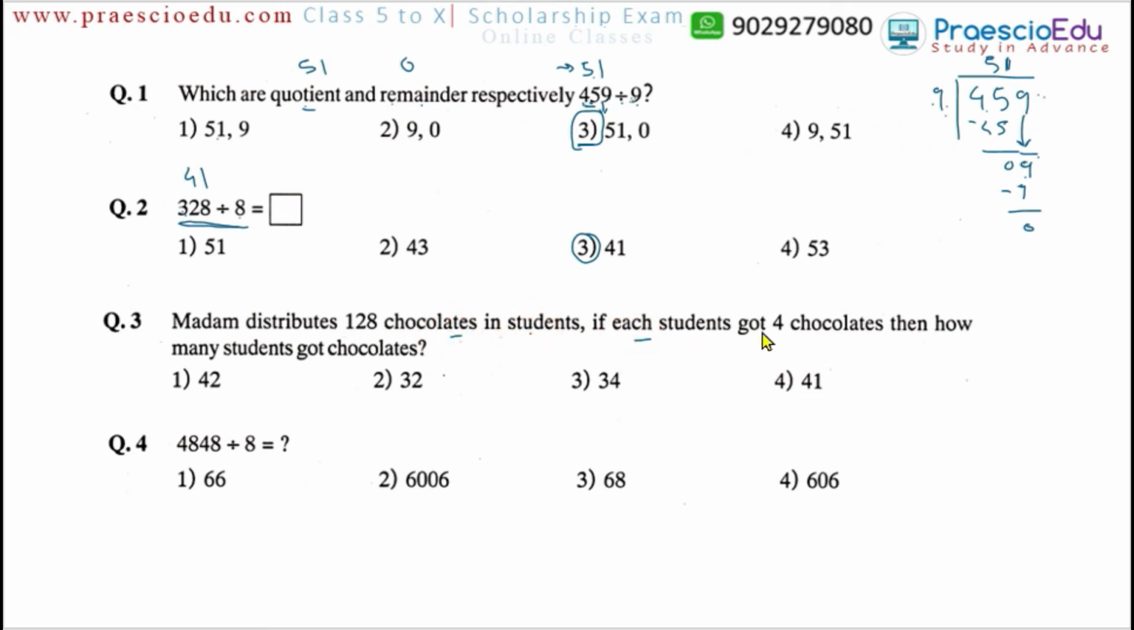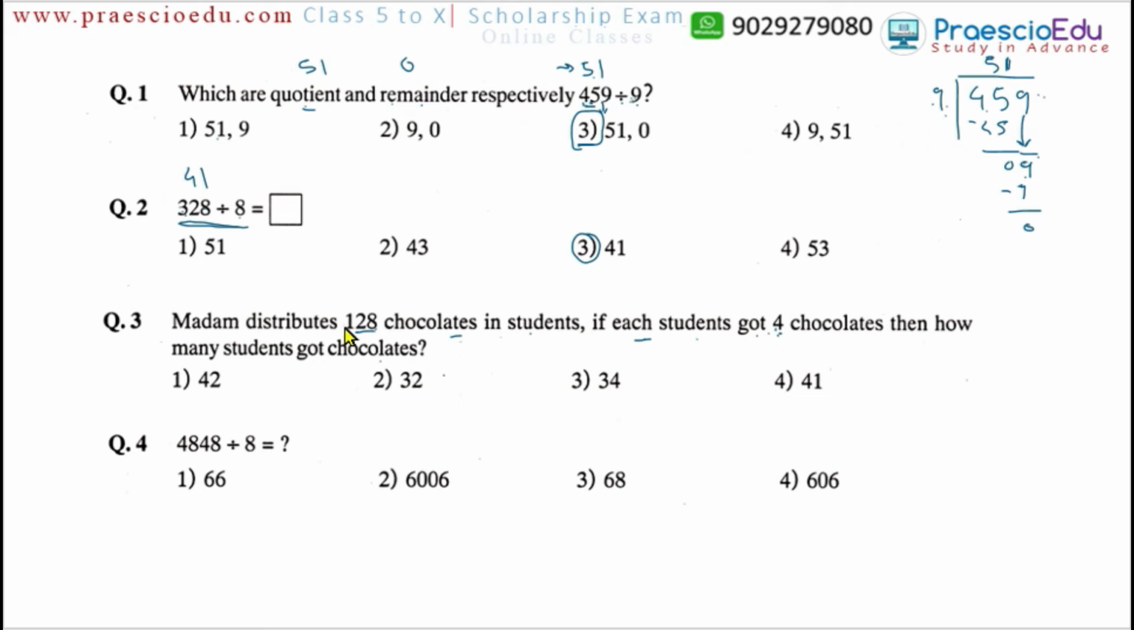If each student got 4 chocolates, then how many students got chocolates? So how many chocolates are there in total? There are 128 chocolates, and how many students are there? We don't know the number of students, so that is what we have to calculate, but each student gets 4 chocolates. Okay, here I'm not mentioning the equals, but since each student got 4 chocolates, we divide this by this one, and we will get the number of students.